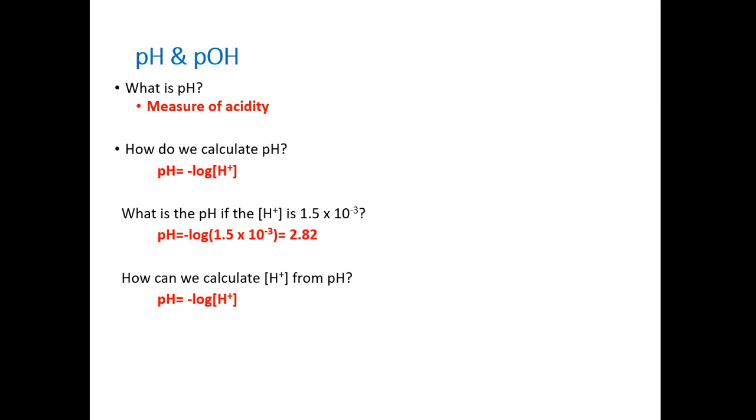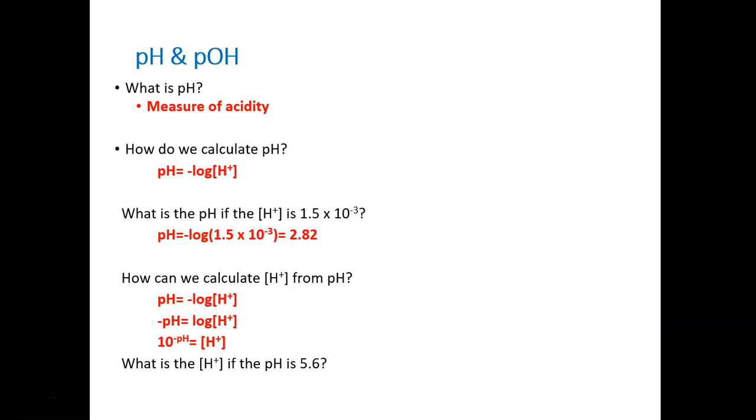So if you haven't done logarithms in math yet, this might be a little bit trickier, but I'm going to show you how all the log math works. But as long as you can use the equations on your calculator, it's all you truly need. So we can multiply both sides by -1, and then we can take 10 to the power of each side, and that will cancel out the log. So the hydrogen ion concentration is 10 to the negative pH.